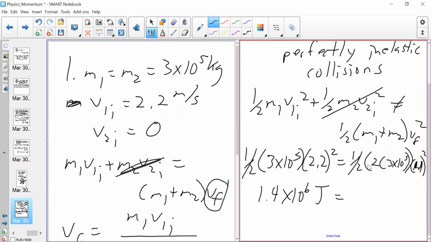Okay, so on the right-hand side, I pushed the buttons, right? So we have 7.26 times 10 to the 5th. So we lost a lot of energy here. 10 to the 6th down to 10 to the 5th. So not the same. So just a little check to make sure things work. And that's what we do in physics.